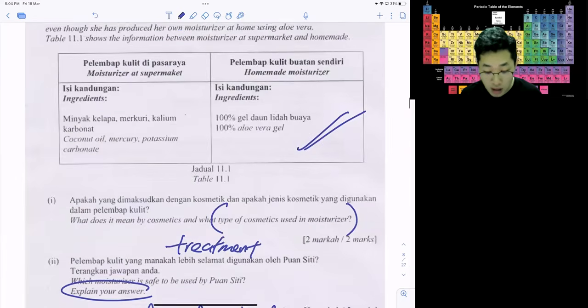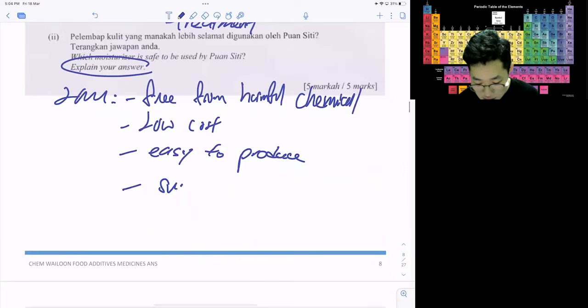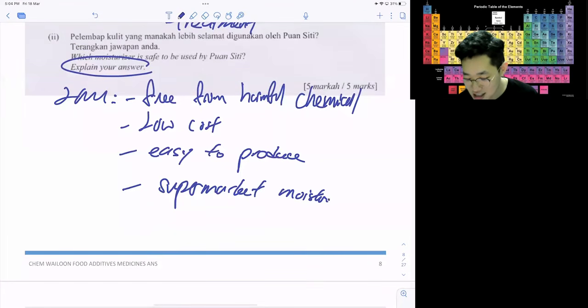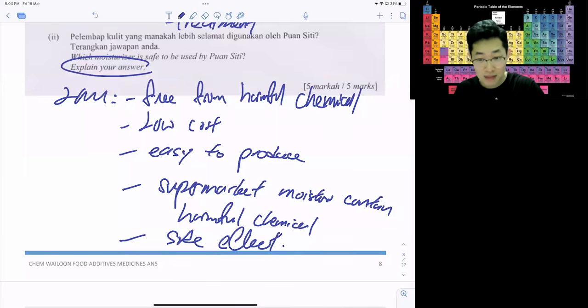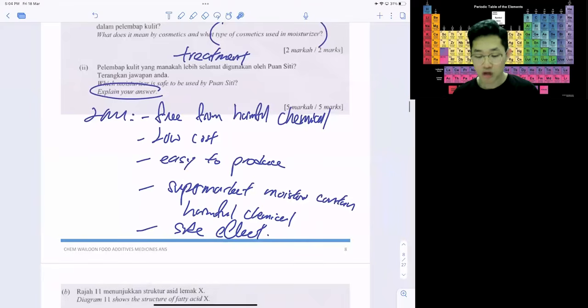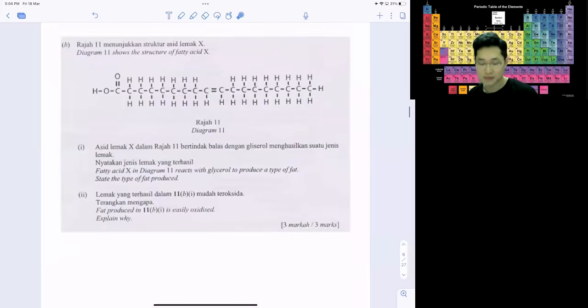And then this one, supermarket moisturizer may contain harmful chemical. It can cause side effect. So the two I asked you to remember just now, the mercury can cause skin irritation. Yes, very good. Most of these medicine, cosmetic things, they can accept answer that's out of the book as long as it is acceptable. Okay, next.